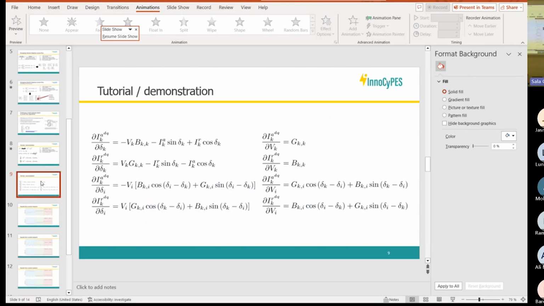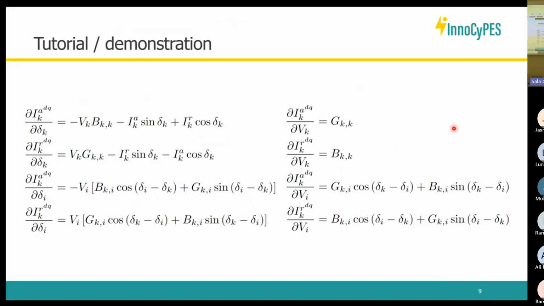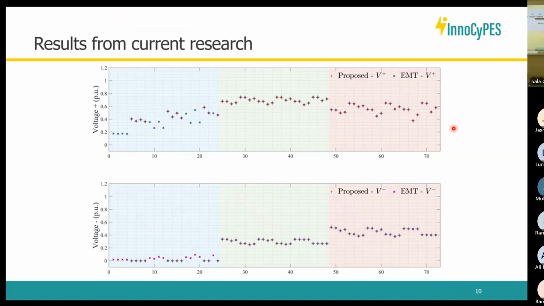I think the last one that I showed was this one with the derivatives. And this is just to show some of the results that I am getting in my studies. It's very similar idea to those 3 cases that we just did in MATLAB, but here we have a bunch of cases. These are 72 cases. And with more variety of SCR, X by R ratio, and many other parameters.